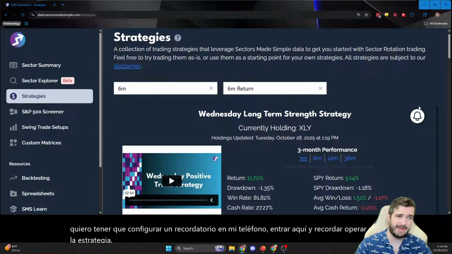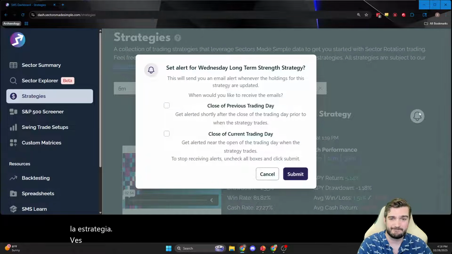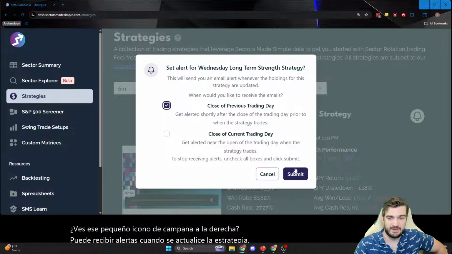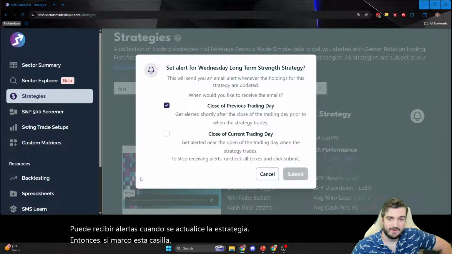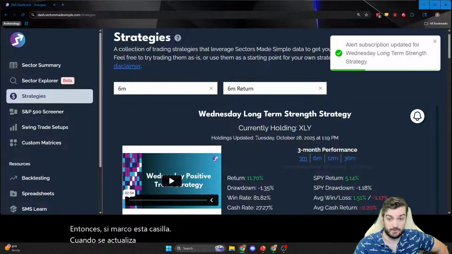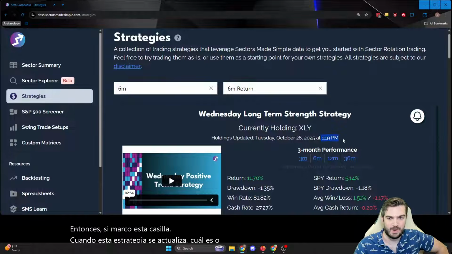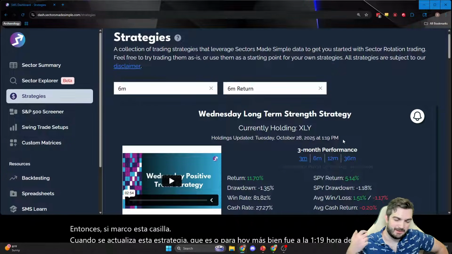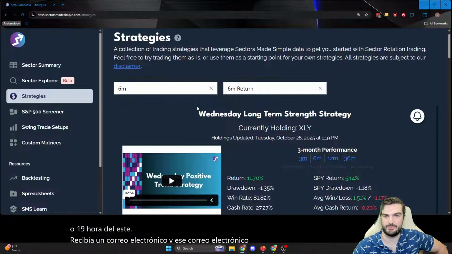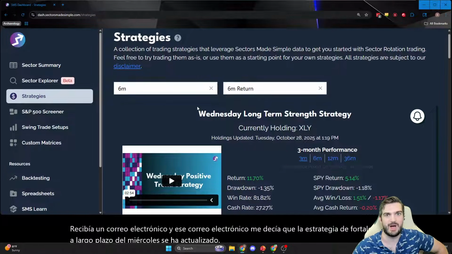You see that little bell icon on the right? You can get alerted when the strategy updates. So if I tick this box, when this strategy updates, which for today was at 1:19 Pacific time, 4:19 Eastern time, I would get an email. And that email would tell me the Wednesday long-term strength strategy has updated. It is currently holding XLY.